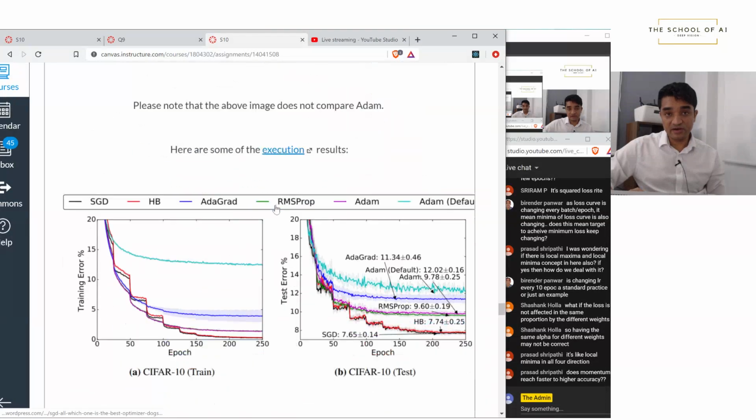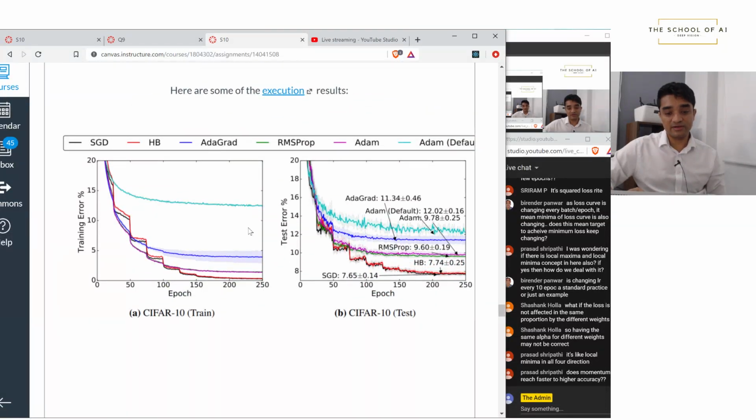Okay, look at the real curve. These are the real test results of running the algorithm.